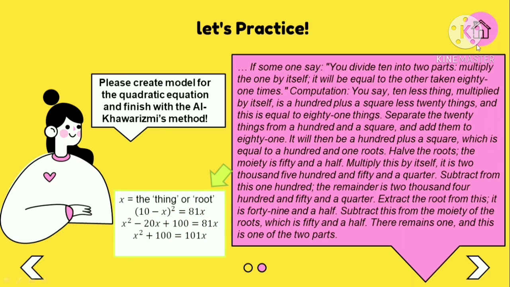x is equal to thing or roots, so we can write (10 minus x) squared is equal to 81x, x squared minus 20x plus 100 is equal to 81x, and we get x squared plus 100 is equal to 101x. So please try by yourself, guys, and good luck.